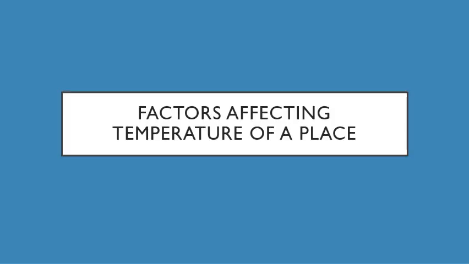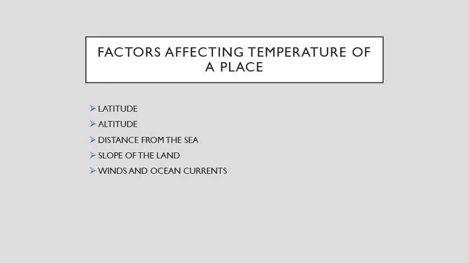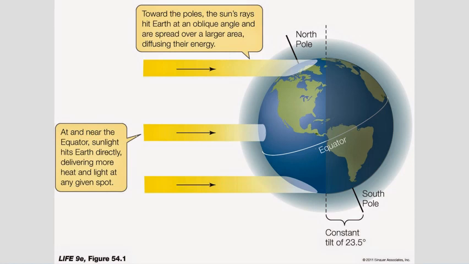So good morning children, we continue with the same chapter, insolation, and today we'll study about the factors which affect the temperature of a place. The main factors which affect the temperature of a place are latitude, altitude, distance from the sea, slope of the land, winds and ocean currents. So first let us study about latitude.